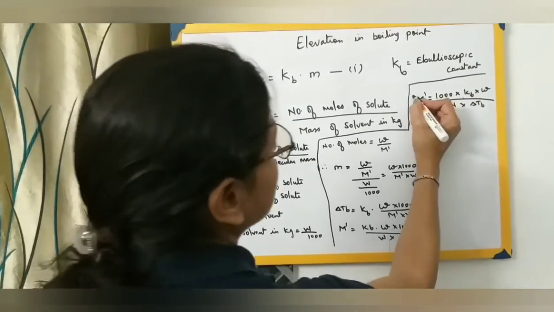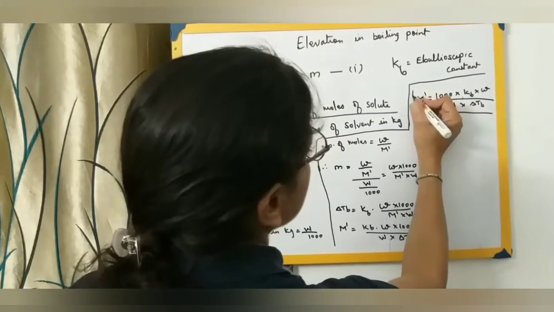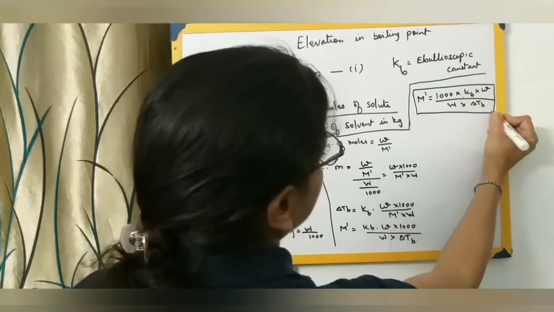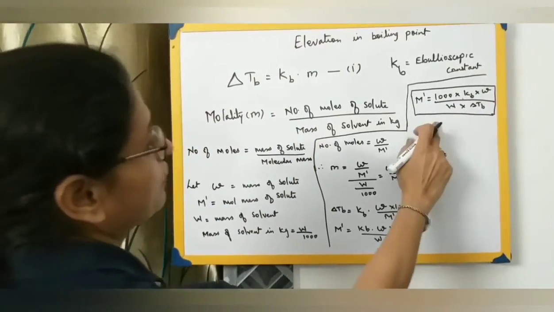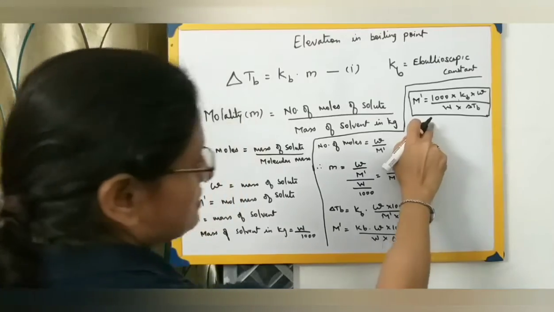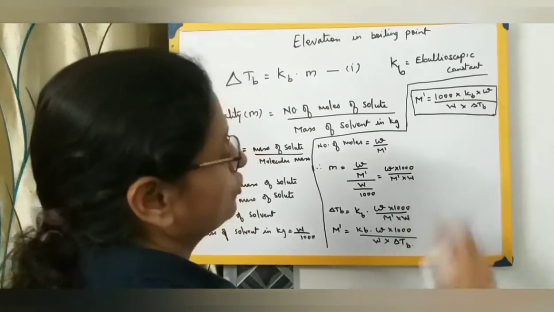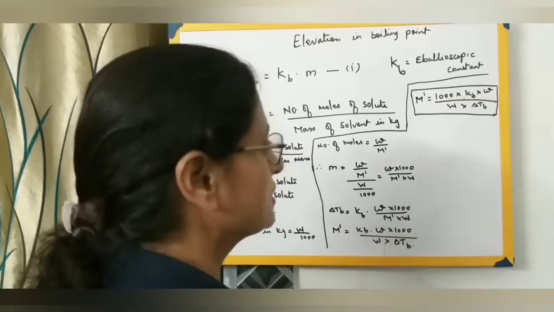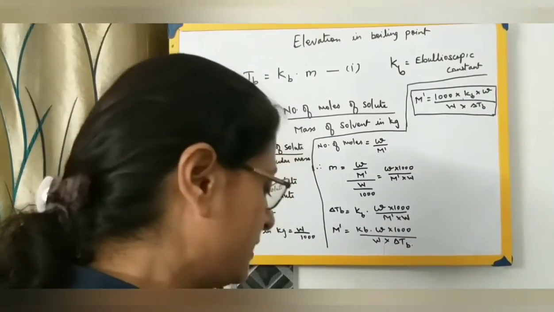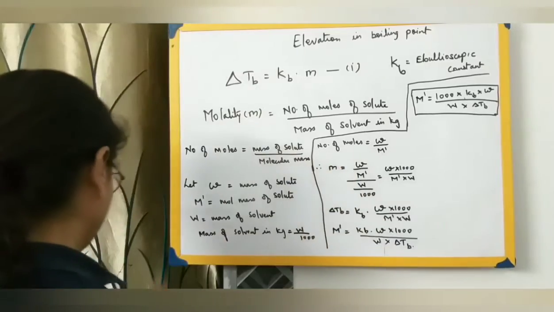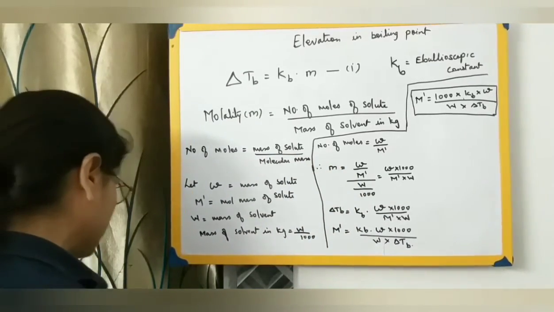Now this equation is important. See that you learn this equation because you will need it for solving the numericals. When I start solving the numericals, make sure that you go through these equations, because this is what we will be needing. So with this we have completed elevation in boiling point.